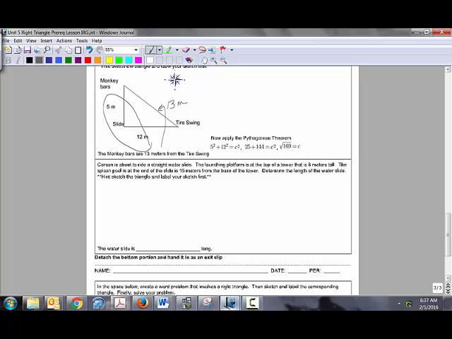And this one we have to produce our own sketch. Carson is about to ride a straight water slide, so that's just like the old-fashioned slides. The launching platform is at the top of a tower that is 8 meters tall. The splash pool at the end of the slide is 15 meters from the base of the tower. Determine the length of the water slide. Again, our hint is to sketch.